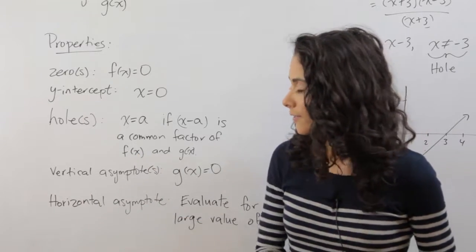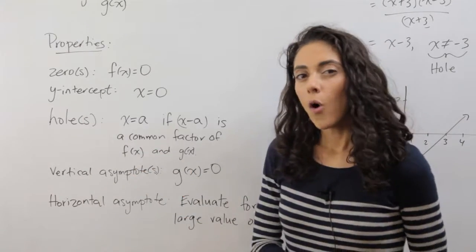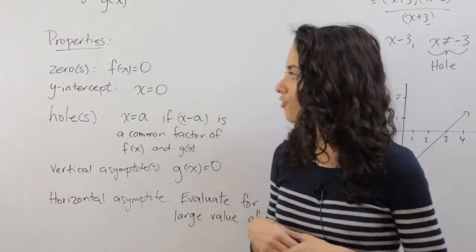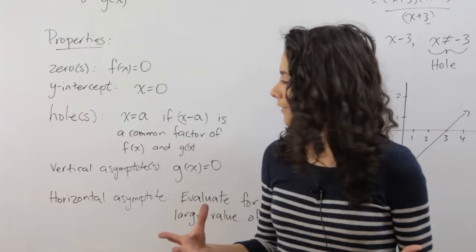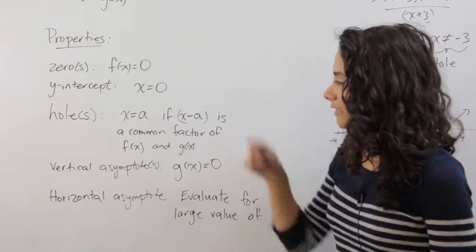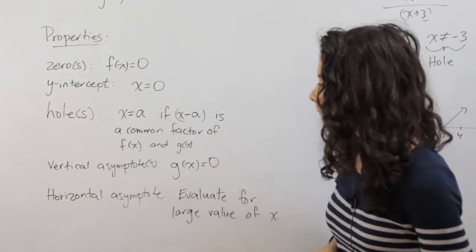Now some new properties. Holes. A hole occurs on a graph when you're able to factor out some common factor in a rational function. An example will make this clearer, but we will get a hole at some value if the factor cancels out from the top and the bottom.